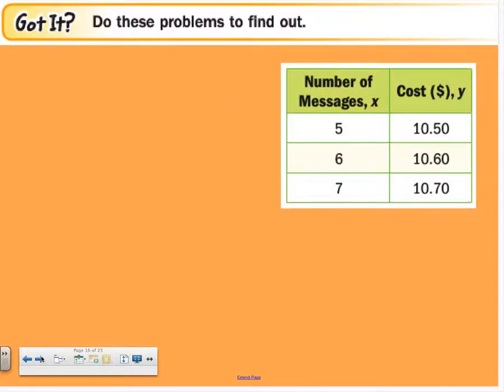Okay. Now there's a got it problem. We'll see how well you paid attention. I think it's actually at the top of page 322. Go ahead and try that one now.